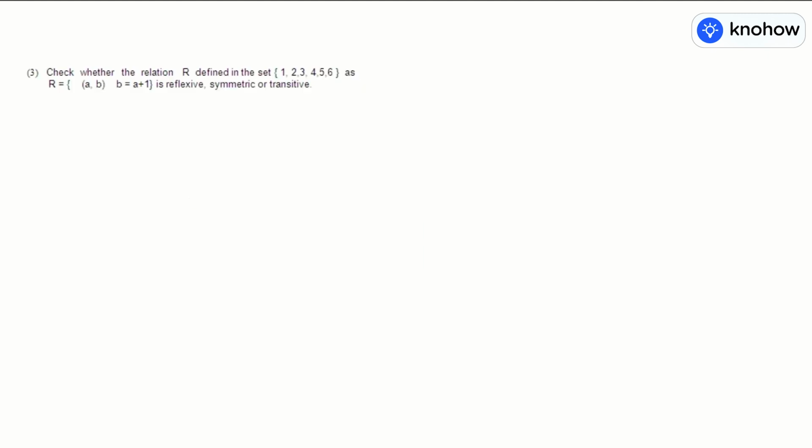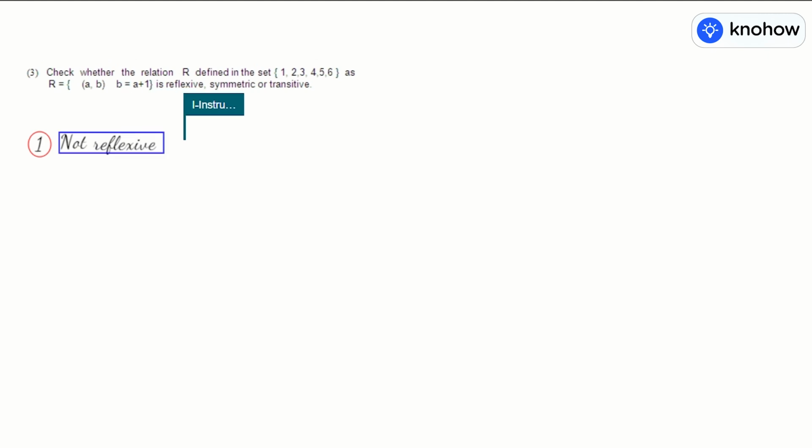Now next sum is, check whether the following relation defined on the set {1, 2, 3, 4, 5, 6}, relation R = {(a, b) : b = a + 1} is reflexive, symmetric or transitive. Now first of all I say it is not reflexive. Very clearly, if I choose any number a, then obviously a is not equal to a + 1.